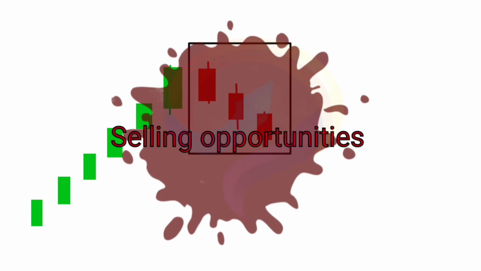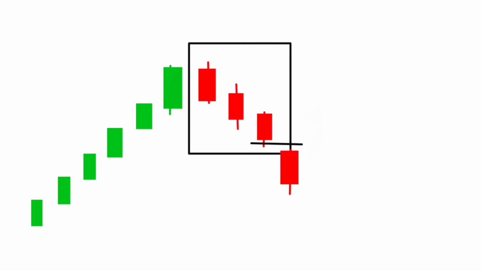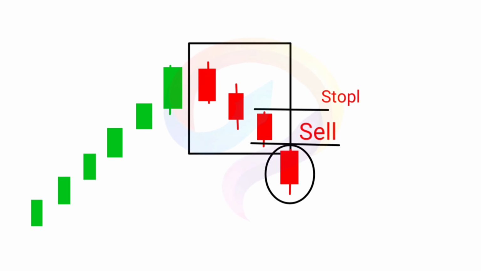Traders can use the three black crows pattern to identify potential selling opportunities. They can enter a short position when the fourth candlestick opens below the low of the third candlestick. Stop-loss orders can be placed above the high of the third candlestick to manage risk.